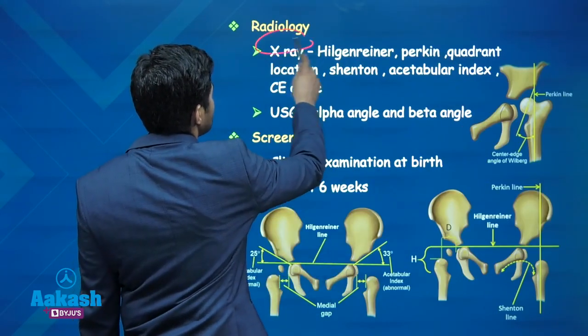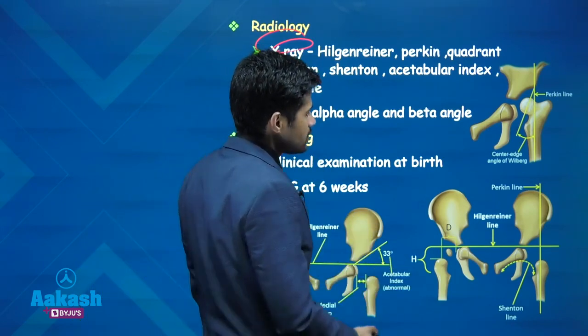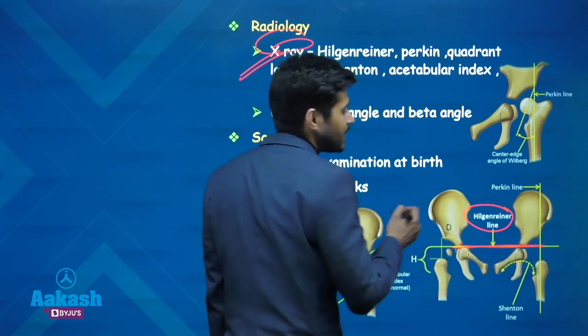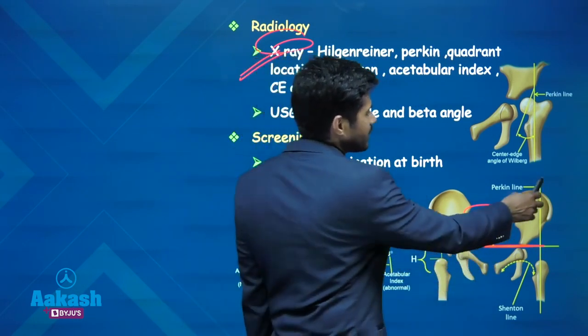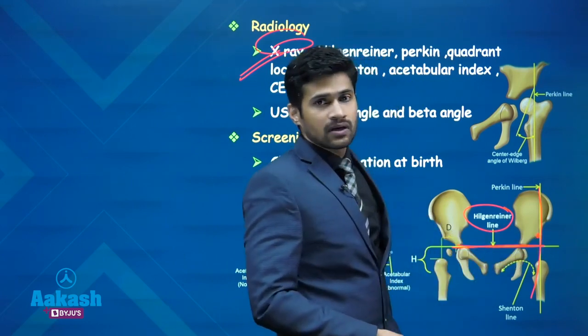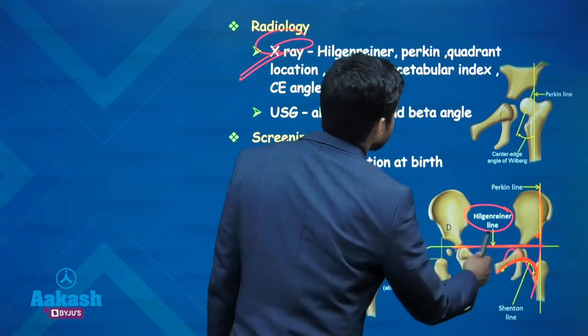What we'll see on radiology, first of all X-ray. There are some markers, lines that we see on radiology. First the Hilgenreiner line, which is joining both triradiate cartilages. Then we have the Perkin line, which is a perpendicular drop from lateral edge of the acetabulum. And then we have the Shenton line, the Shenton arch here.